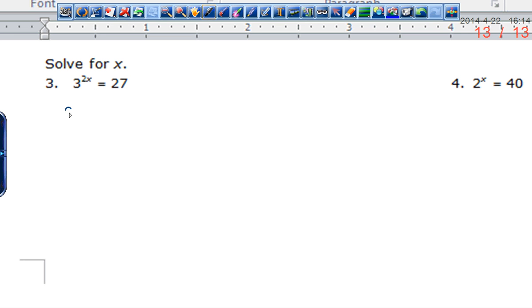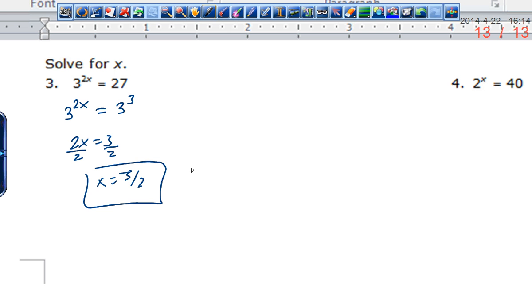So for this one, you could put left side y1, right side y2. But I'm going to suggest you do this. We rewrite 27 as 3 cubed, and then you're just going to set the exponents equal to each other and solve. So x is 3 halves, or 1.5. That was way quicker than putting this in my y1, this is my y2, and so on.